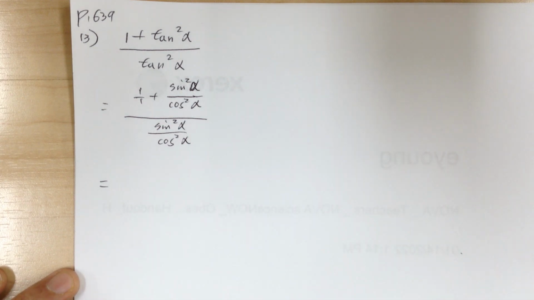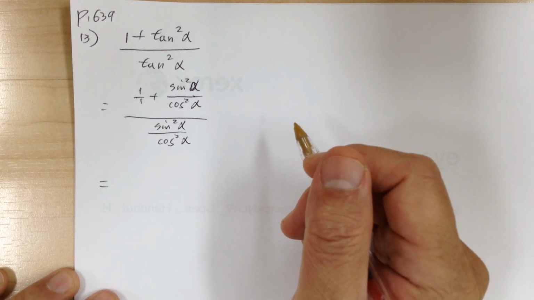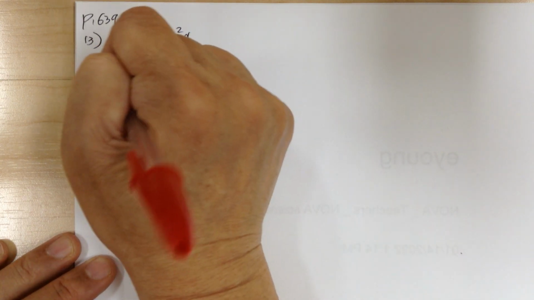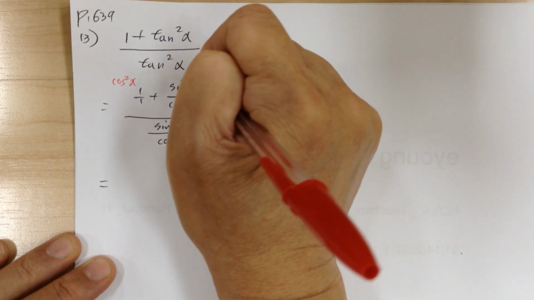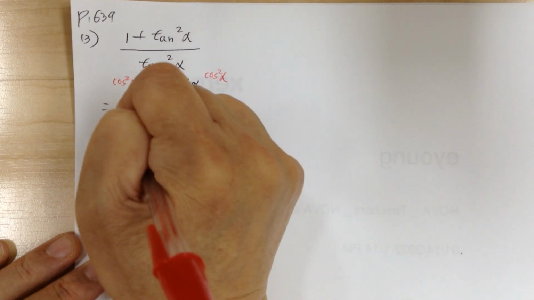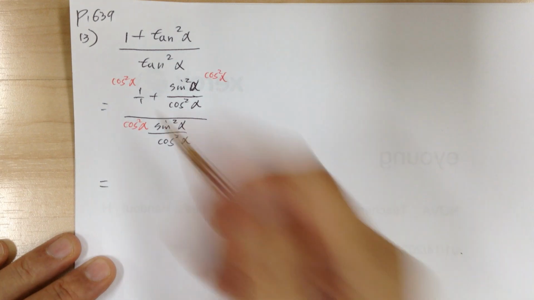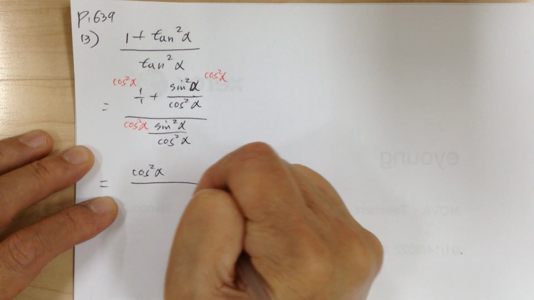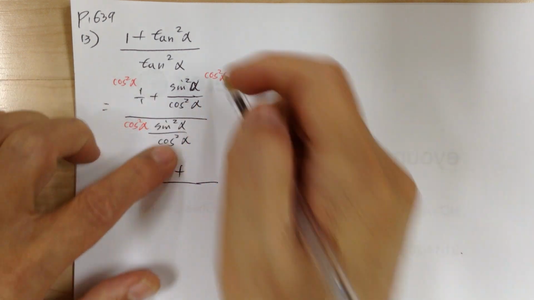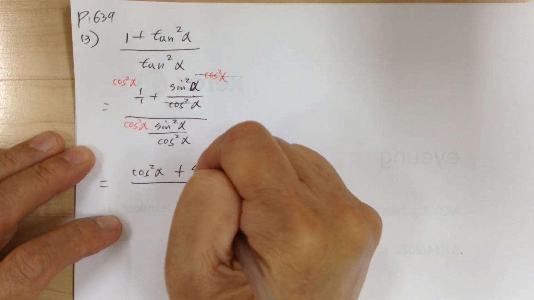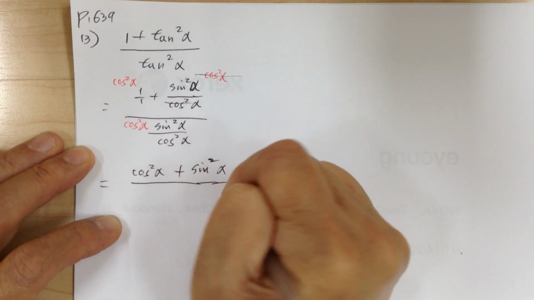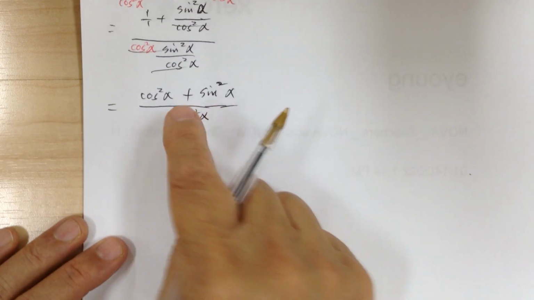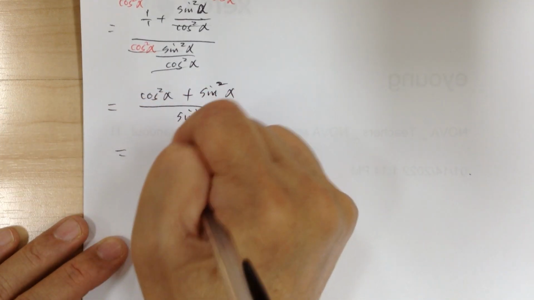Again, if you're not sure what to do, just make everything into sine and cosine. Now when you have a complex fraction, to simplify it, multiply everything by the common denominator, so multiply by cosine square alpha. This one had nothing to cancel, so this would be just cosine square alpha. In this one, the cosine square cancels out, so you get sine square alpha. And this cancels out, so you get sine square alpha. But sine square plus cosine square equals 1.